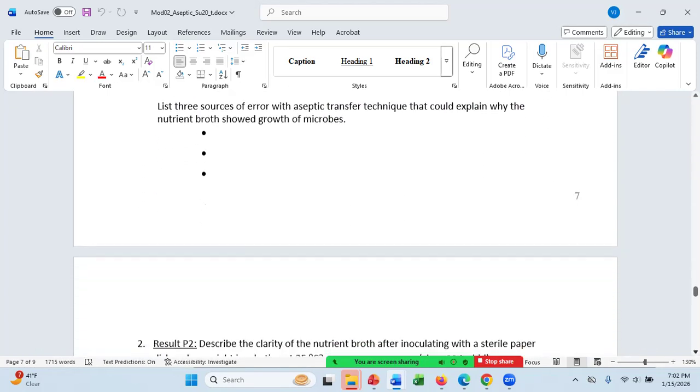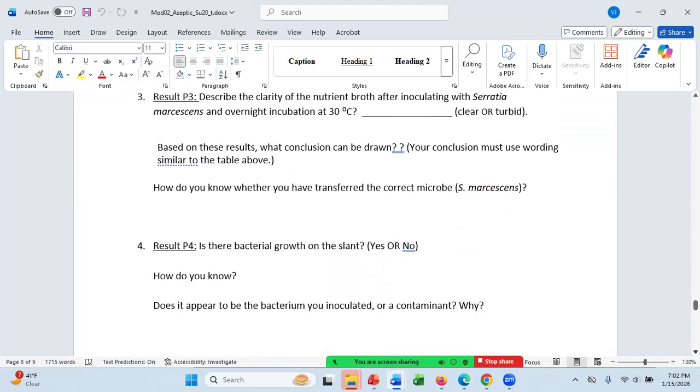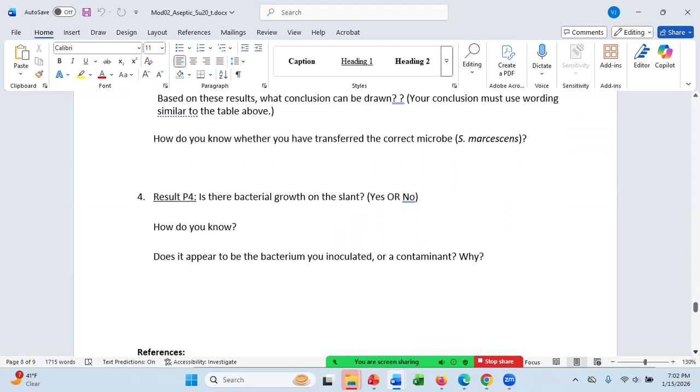So answer the questions for 4. For P4, is there bacterial growth on the slant? Just answer yes or no. How do you know? State why you know. And 4, does it appear to be the bacterium you inoculated or a contaminant? And then why?